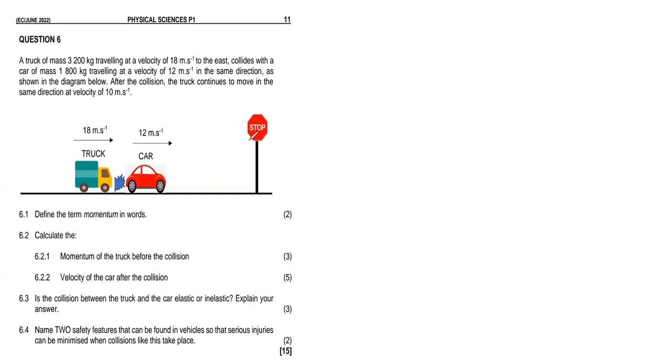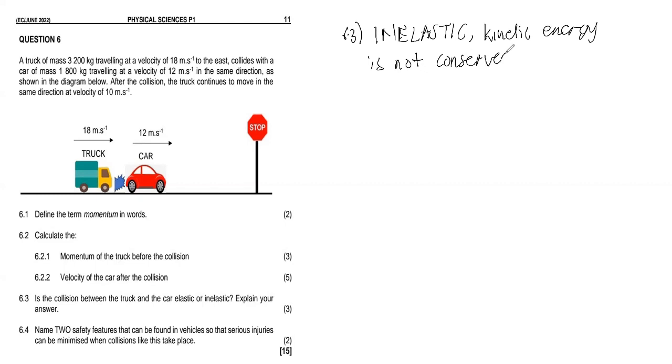And then also, we know that there will be a change in shape of either one of the two objects or both the vehicles, in this case. So that means the collision that we have there is an inelastic collision. And then all we can say is that this is inelastic because kinetic energy is not conserved. So kinetic energy is not conserved. And that's how we have our 3 marks there. So 1 mark for this, and then 2 marks for explaining that.